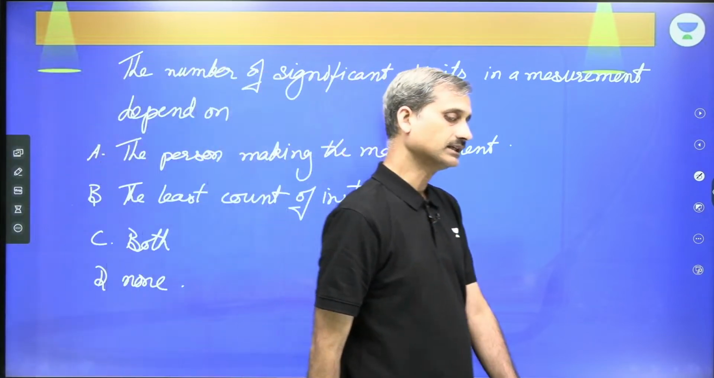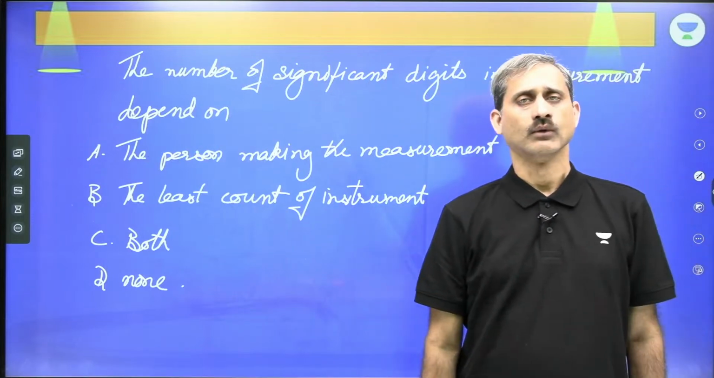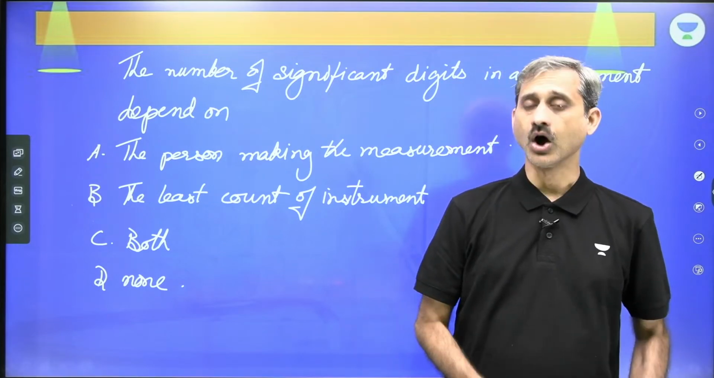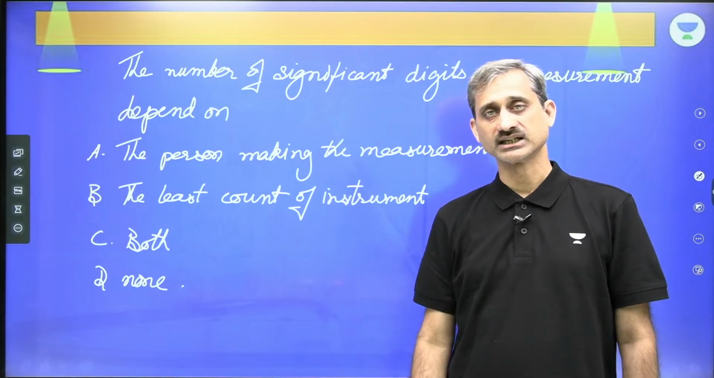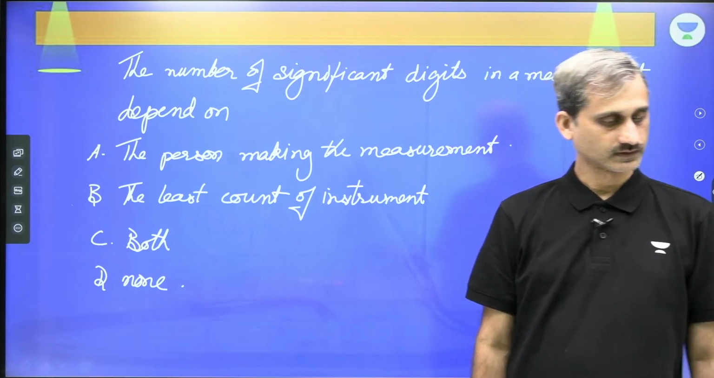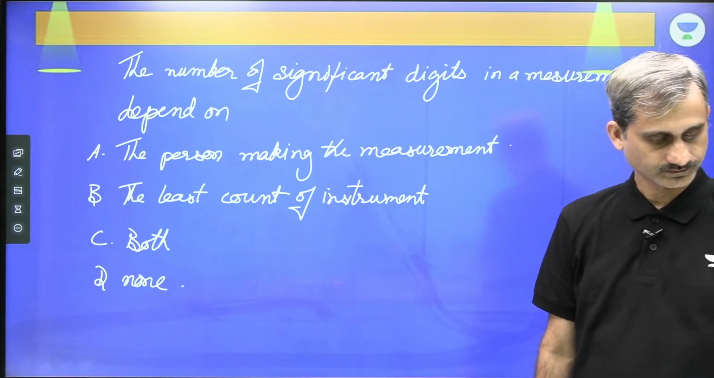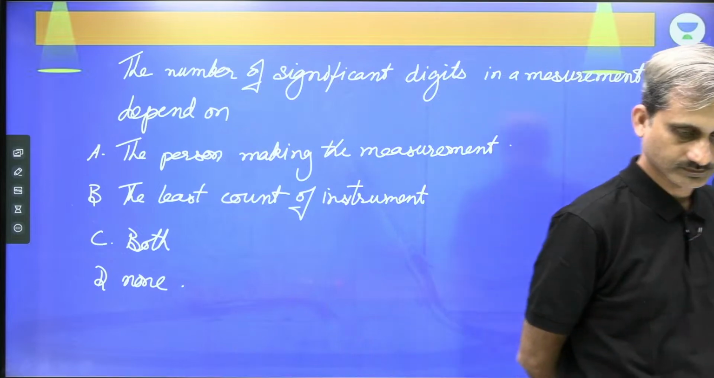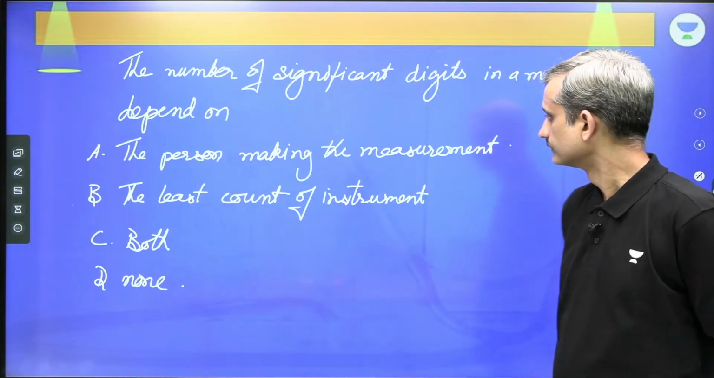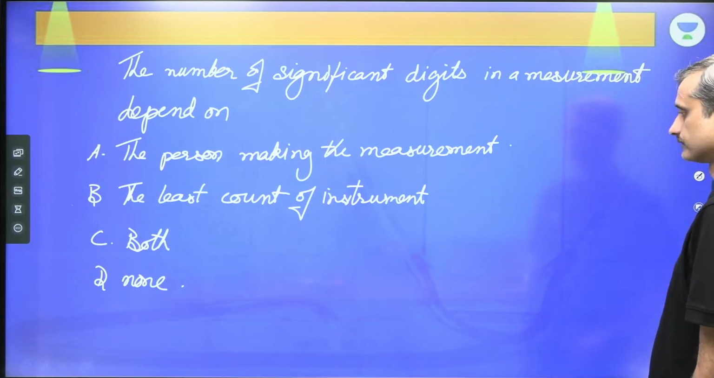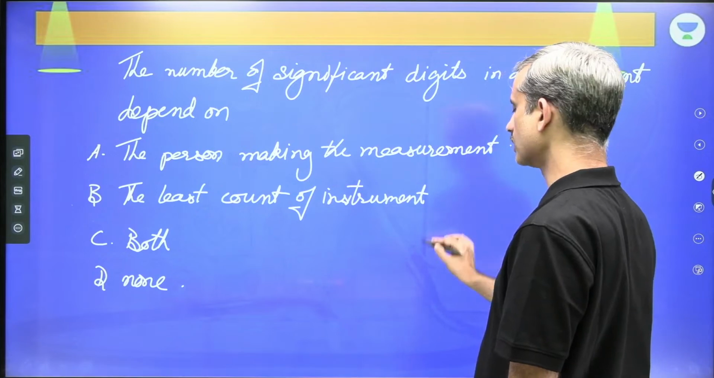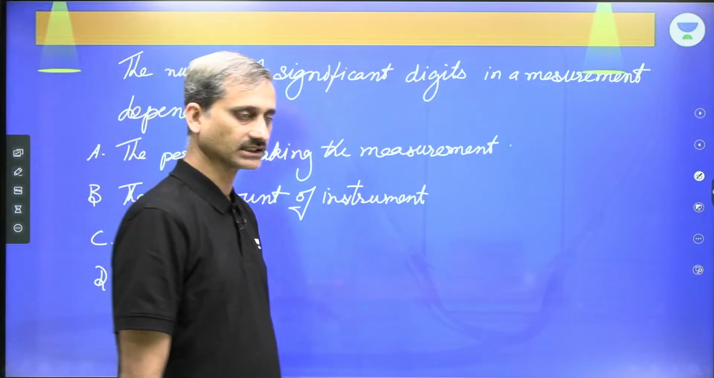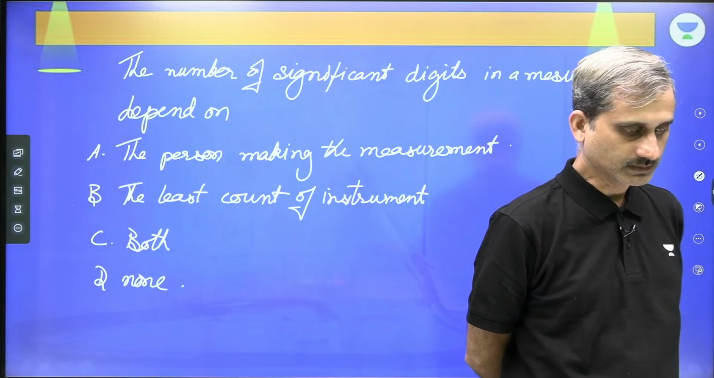So what exactly would the number of significant digits depend on? Whether I make the measurement or you make the measurement, will it make a difference in the number of significant digits using the same instrument? Or is the instrument we use going to make a difference? Give me the answer. What would be the factor which affects the number of significant digits in the measurement? A, B, C or D?